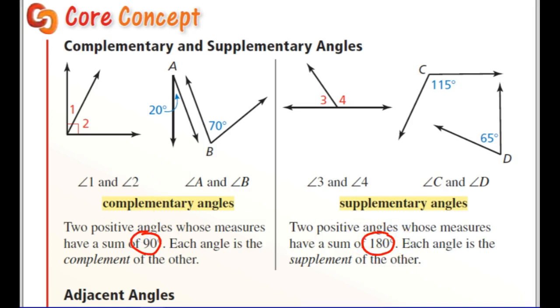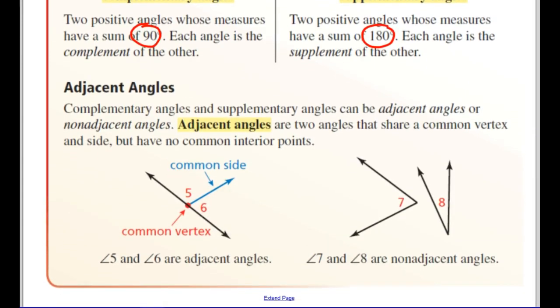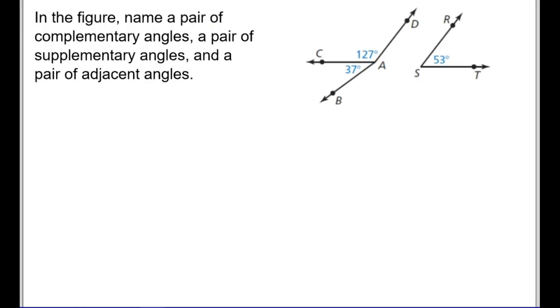Okay. So the other thing we're really looking at is adjacent angles. Adjacent angles are angles that are touching, that share a side. Okay, so these two angles are adjacent. These two angles are not adjacent because they're very separate and they don't actually touch. So now let's look at this.